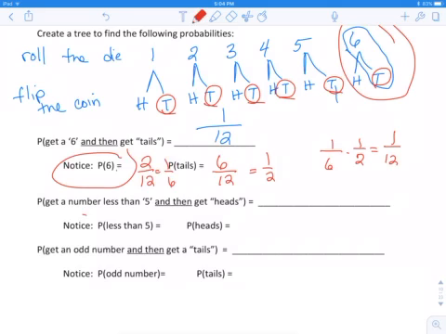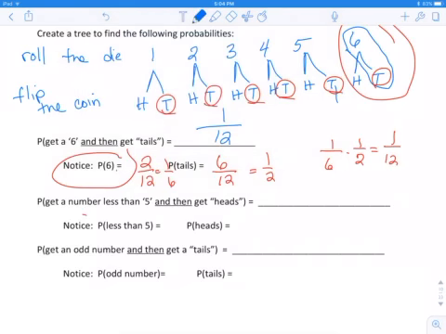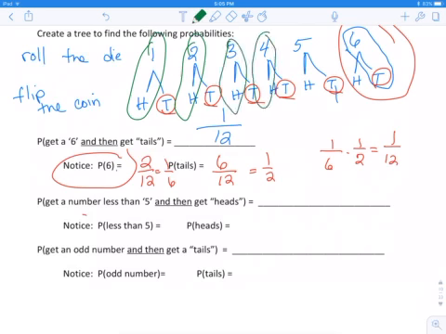So our next one says, get a number less than 5 and then get a head. So how many are less than 5? Well, we're going to circle these possibilities in green. So we could get a 1 and then a head, a 2 and then a head, 3 and a head, or 4 and a head. So that would be 4 ways out of the total possible 12. So that reduces to 1/3.